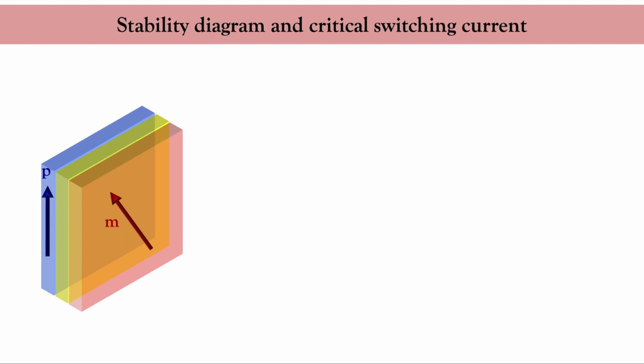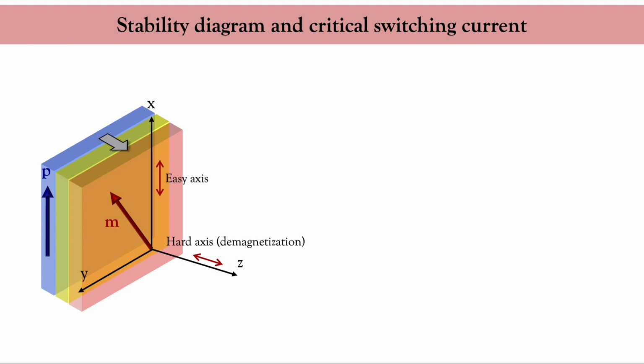To understand how spin torque can manipulate the magnetization, we consider a magnetic spin valve and we inject a current from the pin layer in blue into the free layer in red. The magnetization of the pin layer is called P and that of the free layer is called M. Let me draw a frame XYZ where Z is perpendicular to the plane of the free layer. Because the free layer is extended along X and Y and is relatively thin along Z, there's a sizable demagnetization along Z. In addition, we also consider that there is a uniaxial anisotropy along the X-axis. So Z is a hard axis and X is the easy axis.